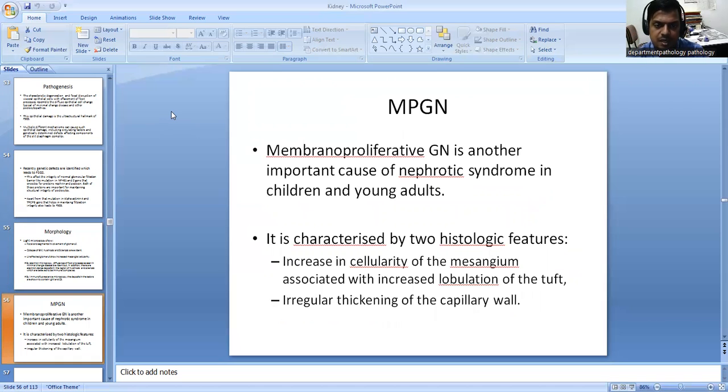Next is MPGN, that is membranoproliferative glomerulonephritis. It is another important cause of nephrotic syndrome in children and young adults, which is characterized by two histologic features. Number one, increase in cellularity of the mesangium associated with increased lobulation of the tuft. Number two, irregular thickening of the capillary wall.